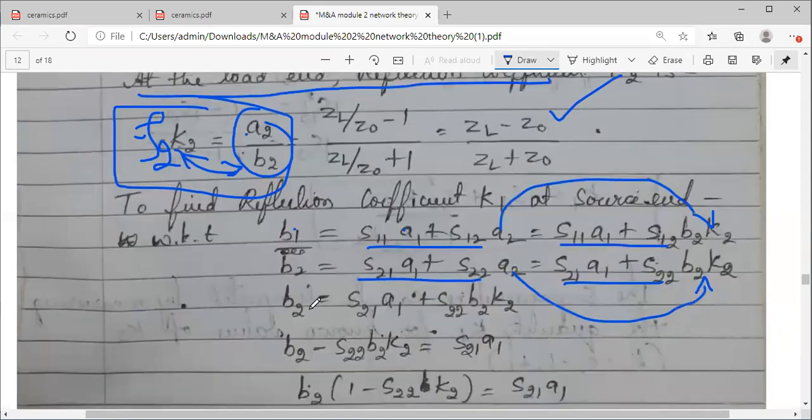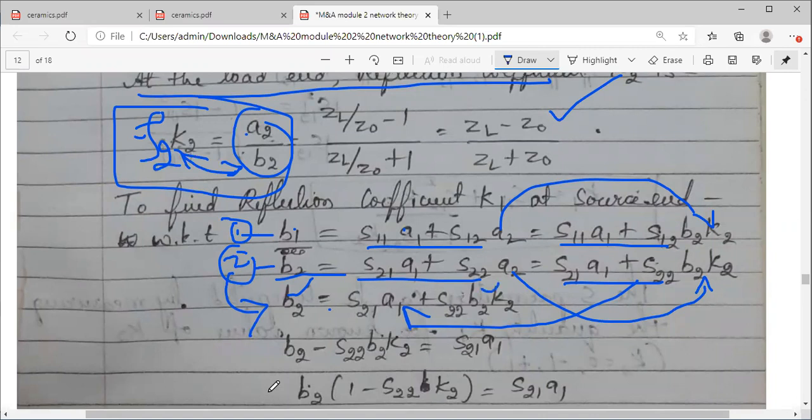Now let me take the second equation. You can just mark this as equation 1 and this as equation 2. If you take these two, let me consider the second equation. B2 is equal to S21A1 plus S22 B2 into K2. Now here also there is B2, here also there is B2. So collectively take it to the LHS. So B2 minus S22 B2 K2 is equal to S21 A1.